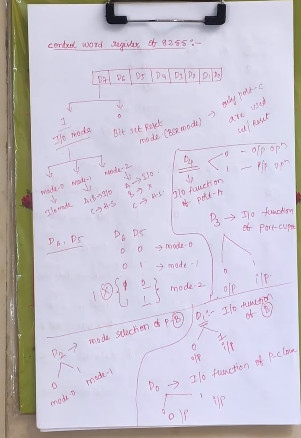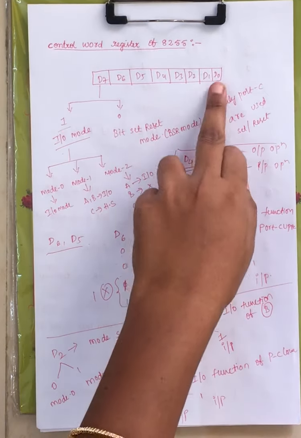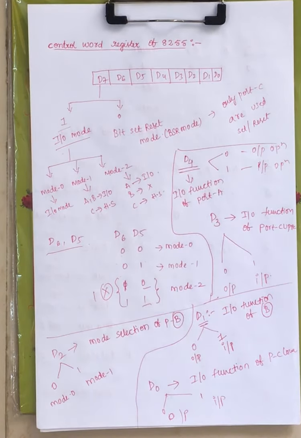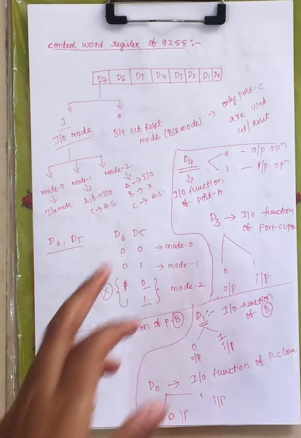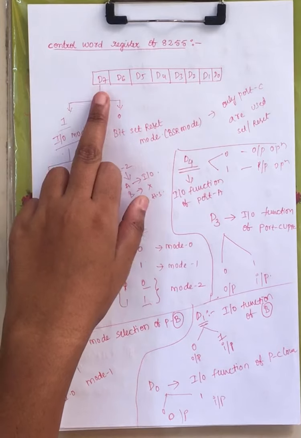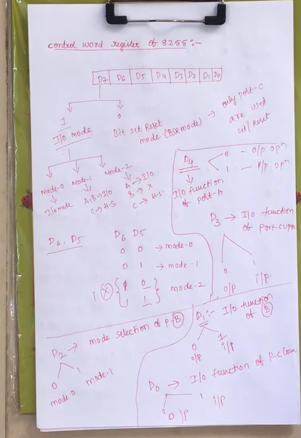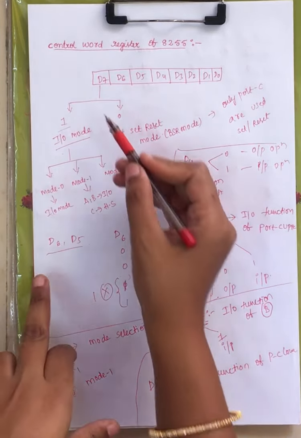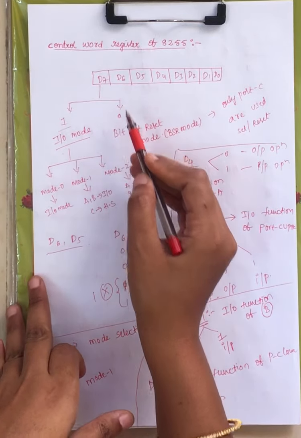Now let me briefly explain again. In 8255 we have the control word register, which is an 8-bit register. I have represented here the 8 bits of the control word register, starting from D0 to D7. Now let us see one by one. D7 specifies the mode of the 8255. Now when it is 1, this may be either logic 1 or logic 0.